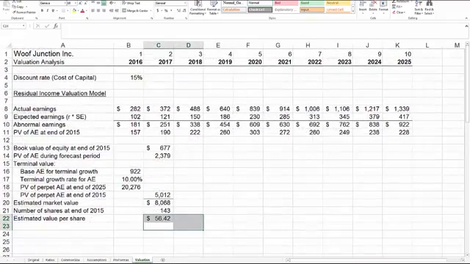And now we can do the same thought process where if we're comfortable that Wolf can deliver 30% sales growth for the next 5 years, 10% beyond that, then the stock price is right. But if we think their sales growth isn't going to be quite as high, then maybe their stock price is overvalued.